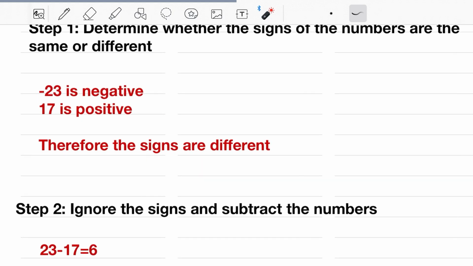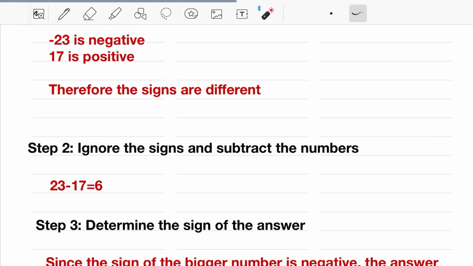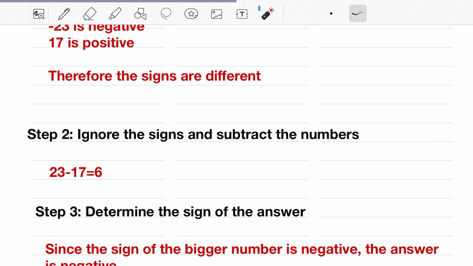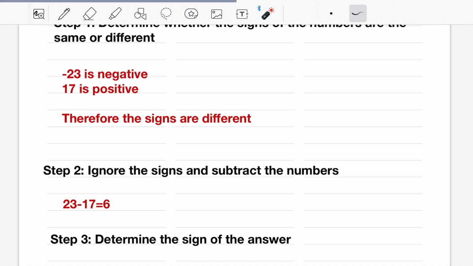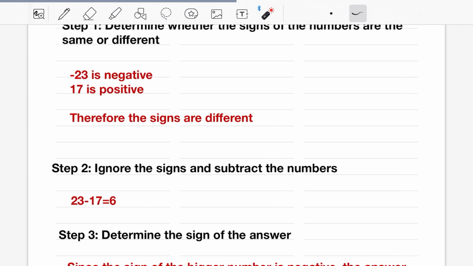And step 3 is also to determine the sign of the answer. In this case, the signs are different, so which sign do we pick? Well, we pick the sign of the bigger number. Whichever your bigger number was in step 2, take the sign of that number in your original question. Since the sign of the bigger number is negative, then the answer is negative.